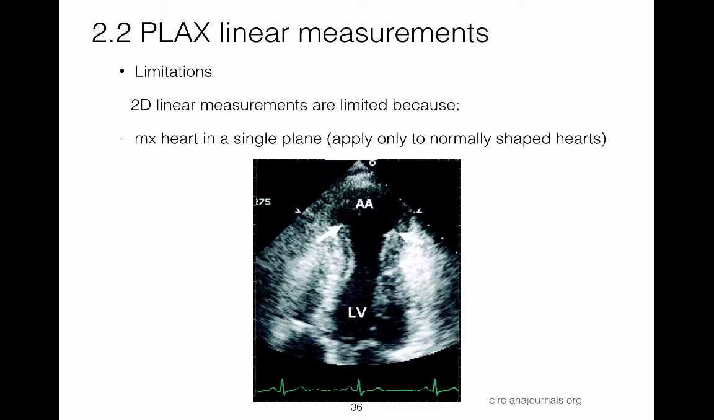An obvious example of where linear measurements do not represent the true size of the heart is in the case of a left ventricular aneurysm. As seen on this image, the apex is aneurysmal and only a left ventricular volume measurement will provide an accurate estimate of the LV size.